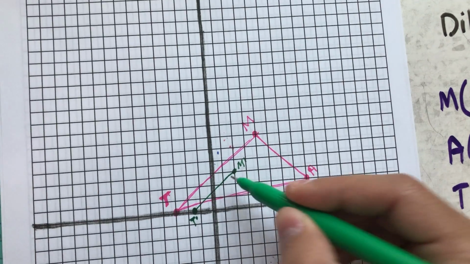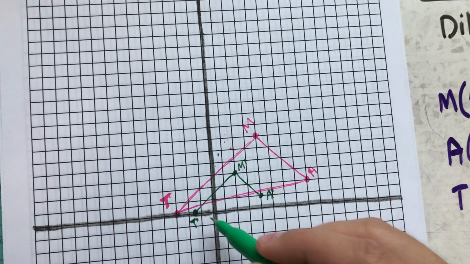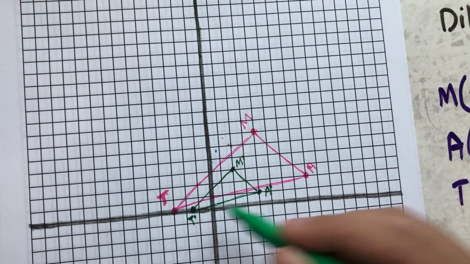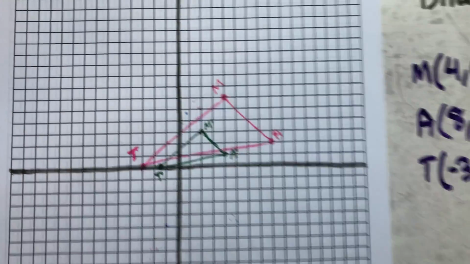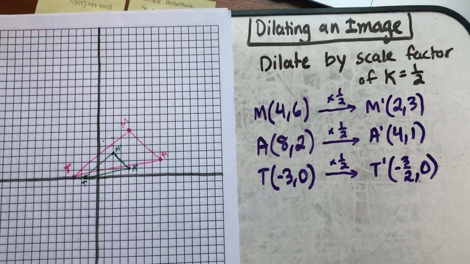And again, if you're dilating by something smaller than 1, you should get something smaller. So that is how you dilate a shape. All right, so hopefully this helps.